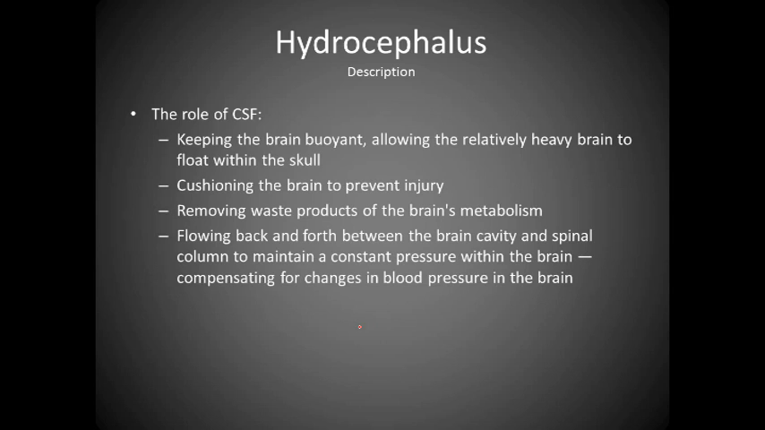So the role of cerebrospinal fluid is to keep the brain buoyant, allowing the relatively heavy brain to float within the skull. It cushions the brain to prevent injury. If the brain did not have this cushioning effect, then any kind of physical movement of the body would virtually harm the brain. So this is what cerebrospinal fluid is in charge of doing.